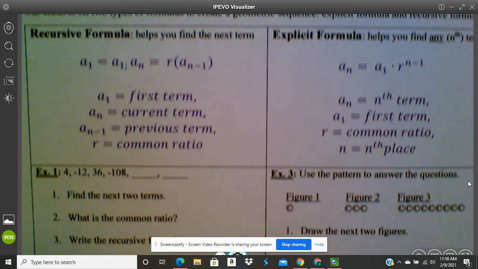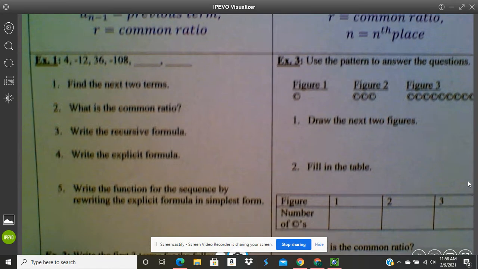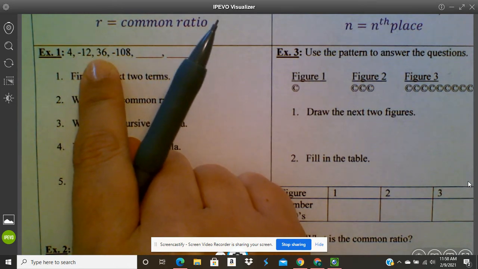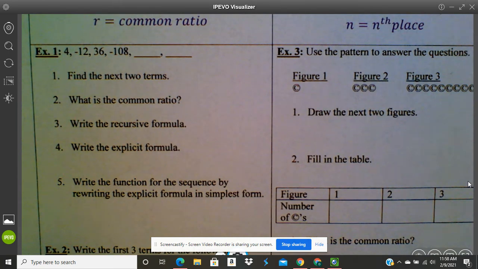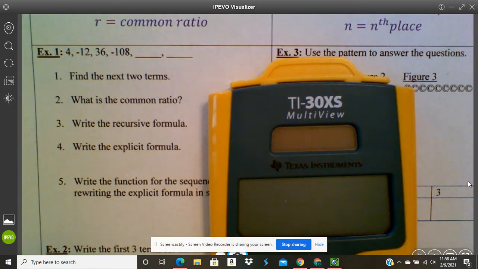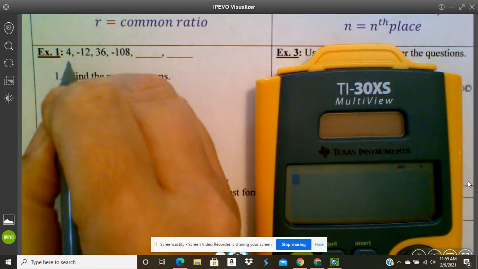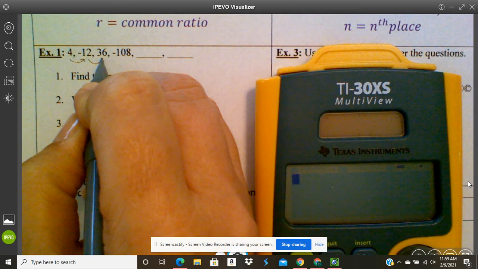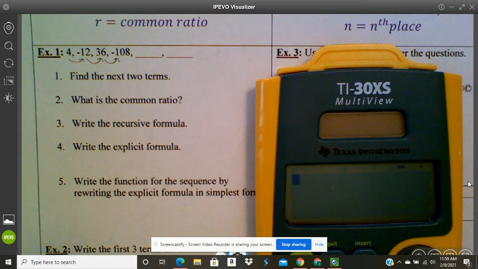All right, so let's look at our first example here. For my first example, I've got the sequence 4, -12, 36, -108. What I need to know is, they've got blanks. They need me to fill in the next terms. Well, how did I get to those terms is my question. How does 4 become -12? That makes -12 become 36, that makes 36 become -108.